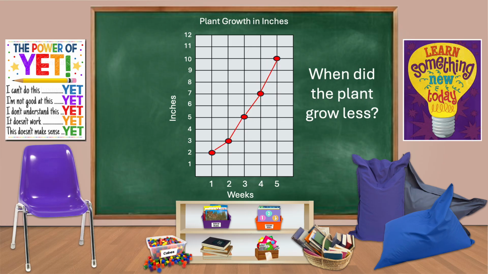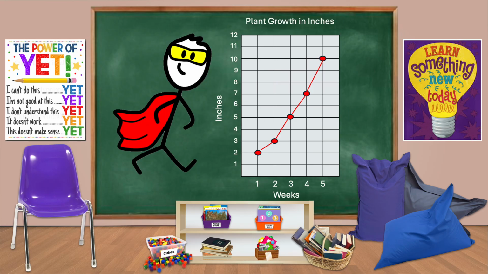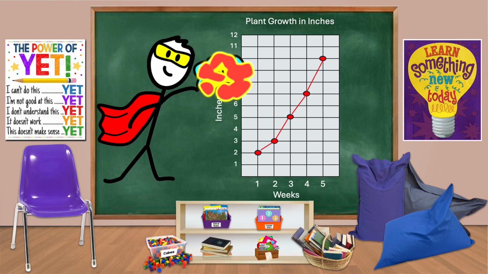Was there a week the plant grew less? If the line doesn't go up much, growth that week was slower. The slowest growth was week 1. Line graphs help us answer questions just by looking. That's what makes them so powerful.